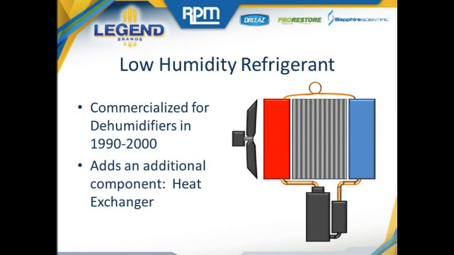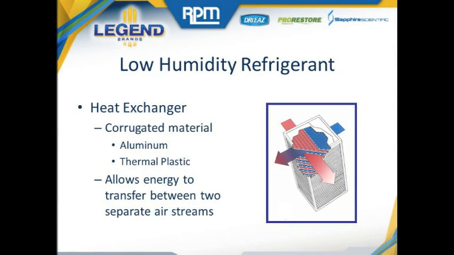Low humidity refrigerants were commercialized for dehumidification in the 1990 to 2000 decade. There are a varying set of technologies used in low humidity refrigerants. One of the most common is a heat exchange core. Heat exchangers, commonly constructed of a corrugated aluminum or thermoplastic, allow energy to transfer between two separate air streams without allowing the air to mix.